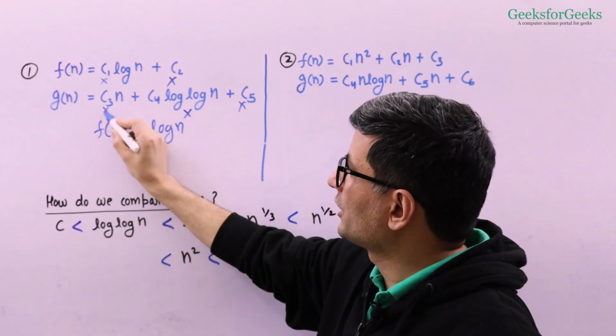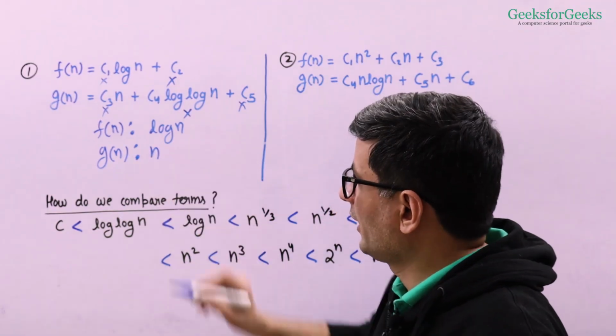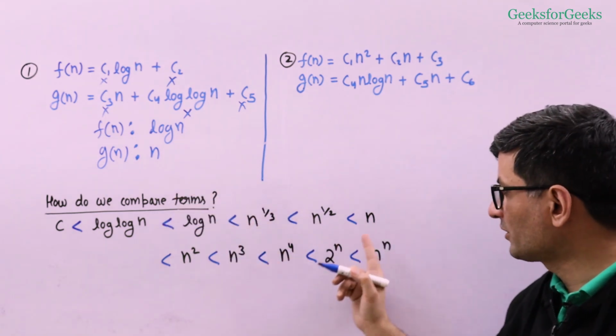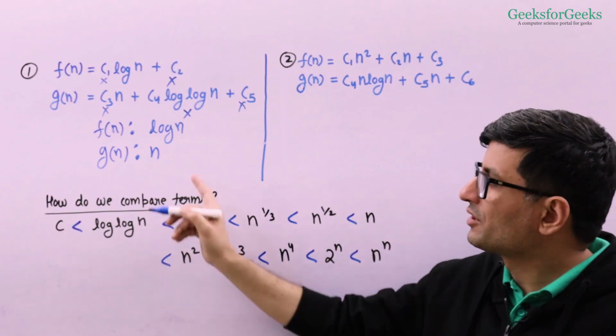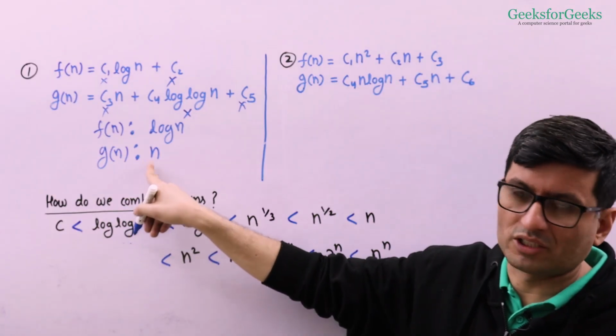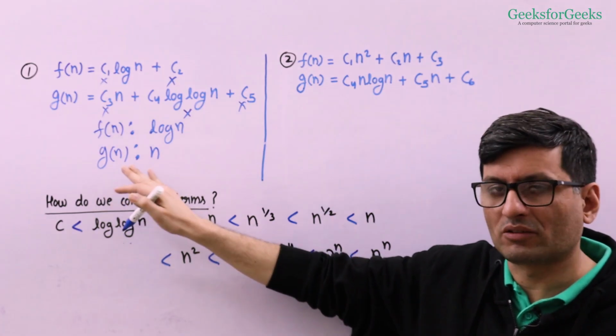We ignore the constant of the leading term. For g(n), it is n, right? Now, which one is growing faster? g(n), because n comes after log n, right? So we have g(n) as the higher growing term, and g(n) is a bad algorithm. The algorithm whose time taken is represented by g(n) is a bad algorithm, right?